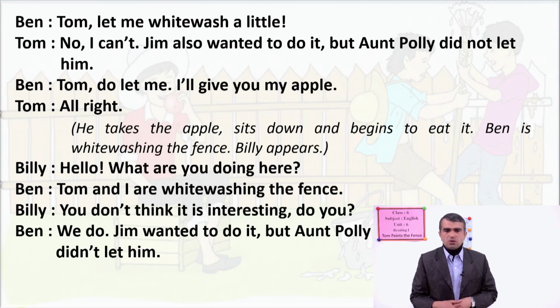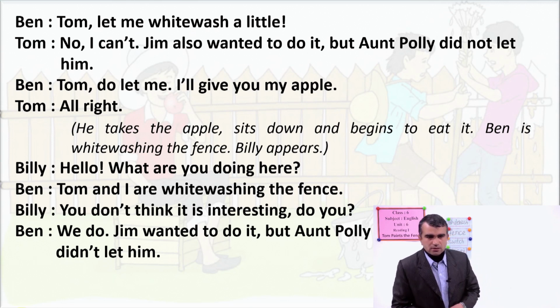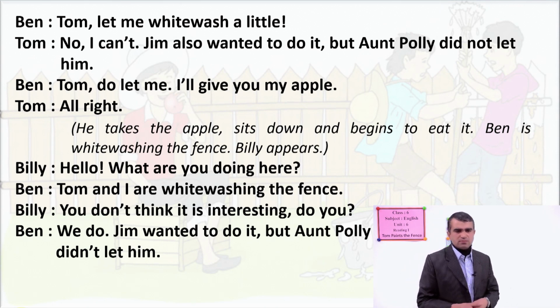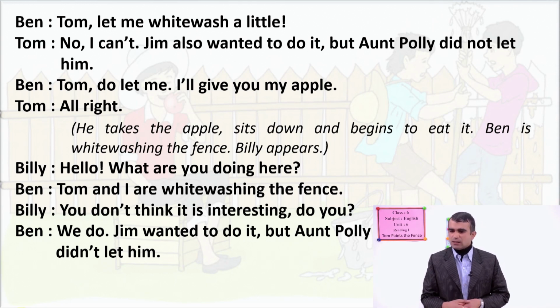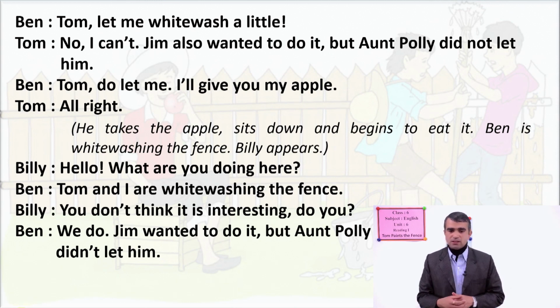Ben. Tom, let me whitewash a little. Tom. No, I can't. Jim also wanted to do it, but Aunt Polly did not let him. Ben. Tom, do let me. I'll give you my apple. Tom. All right. He takes the apple, sits down and begins to eat it. Ben is whitewashing the fence. Billy appears. Billy. Hello, what are you doing here? Ben. Tom and I are whitewashing the fence. Billy. You don't think it's interesting, do you? Ben. We do. Jim wanted to do it, but Aunt Polly did not let him.